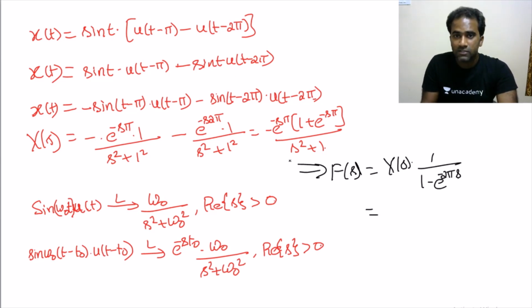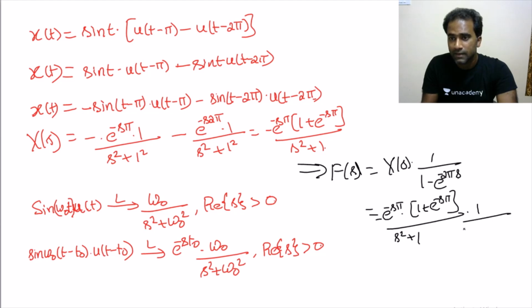So this is equal to x of s, which we already know, it is e power minus s pi minus n extra into 1 plus e power minus s pi divided by s square plus 1, into 1 divided by 1 minus e power minus 2 pi s. Can we write 1 divided by 1 minus e power minus 2 pi s as 1 minus e power minus pi s into 1 plus e power minus pi s? Is that okay?